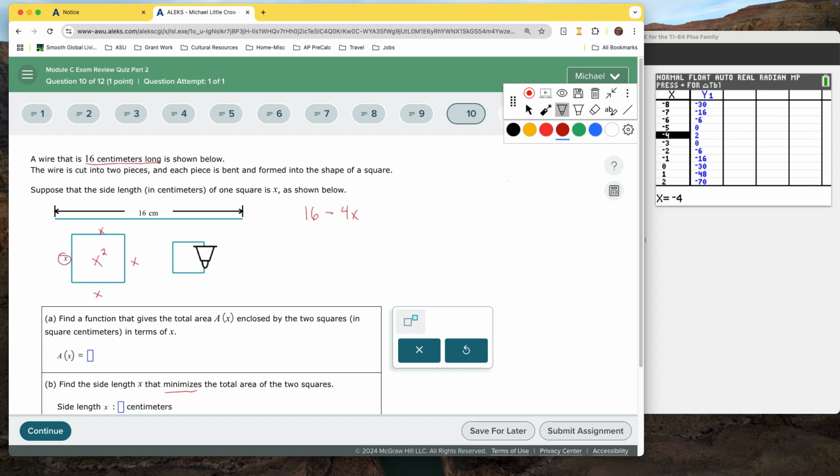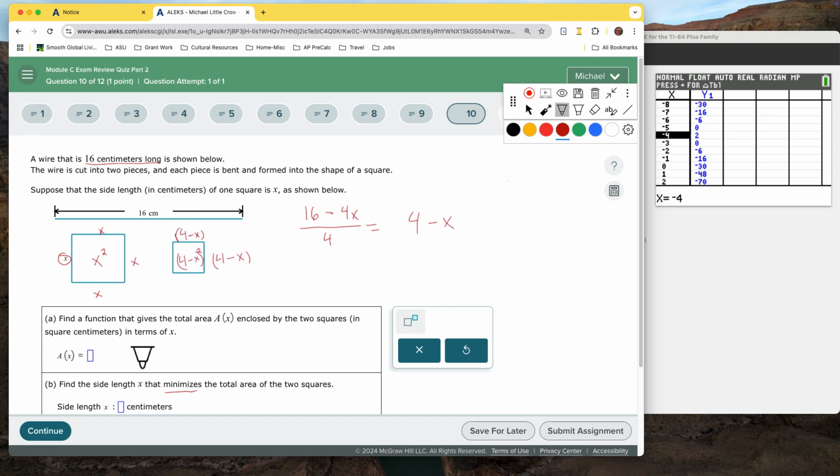So what is going to be the length of each side on this square? Well, this is what's left. We're going to divide it into 4 equal pieces to make that square. So we have to distribute the division to both of these numbers. 16 divided by 4 is 4. 4x divided by 4 is x. So each of these sides is 4 minus x. That's not so important to go through, but what it does tell us is that the area of this is going to be (4 minus x) squared, because the area of a square is the side squared.